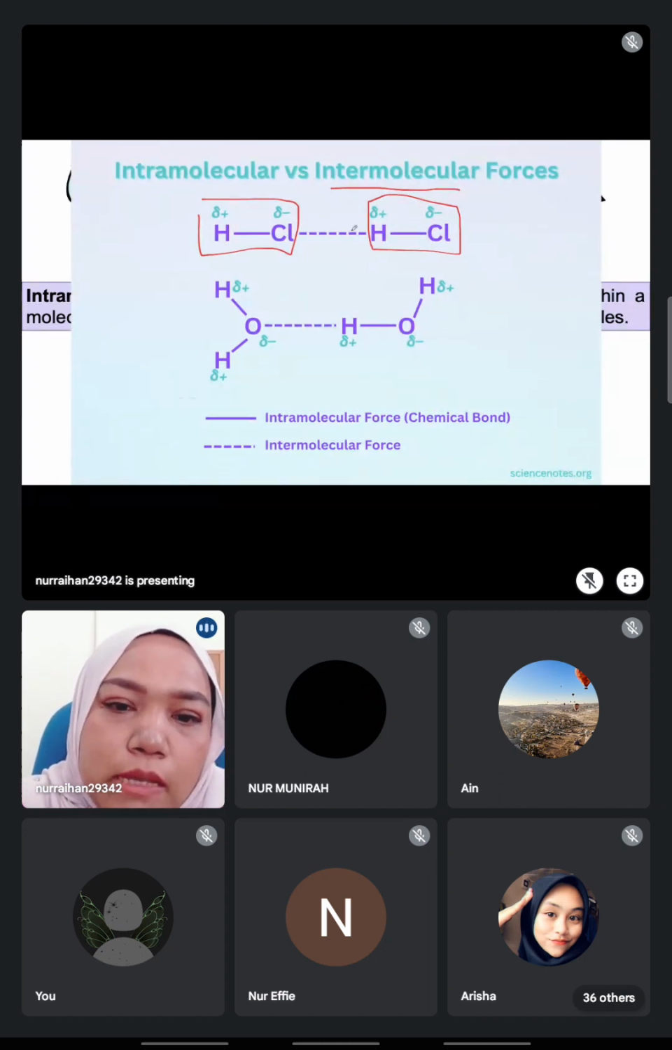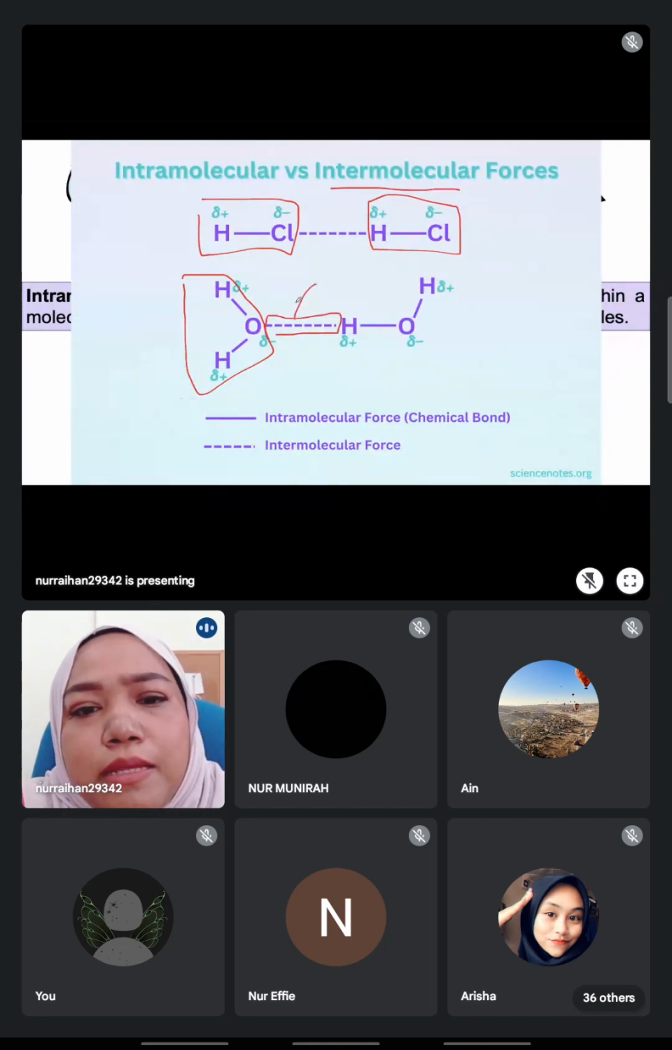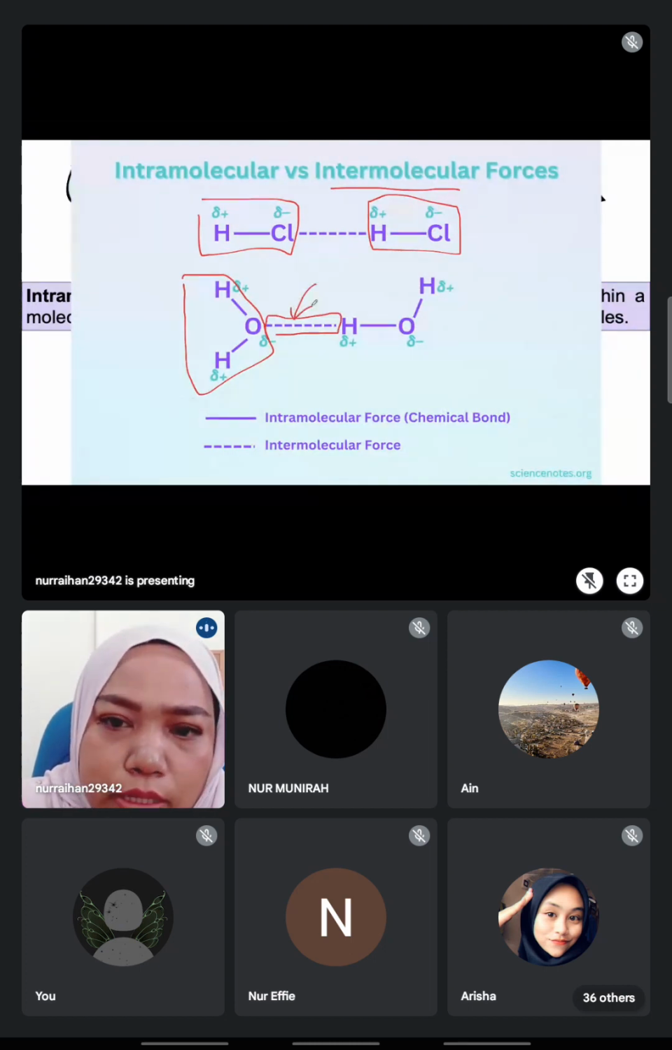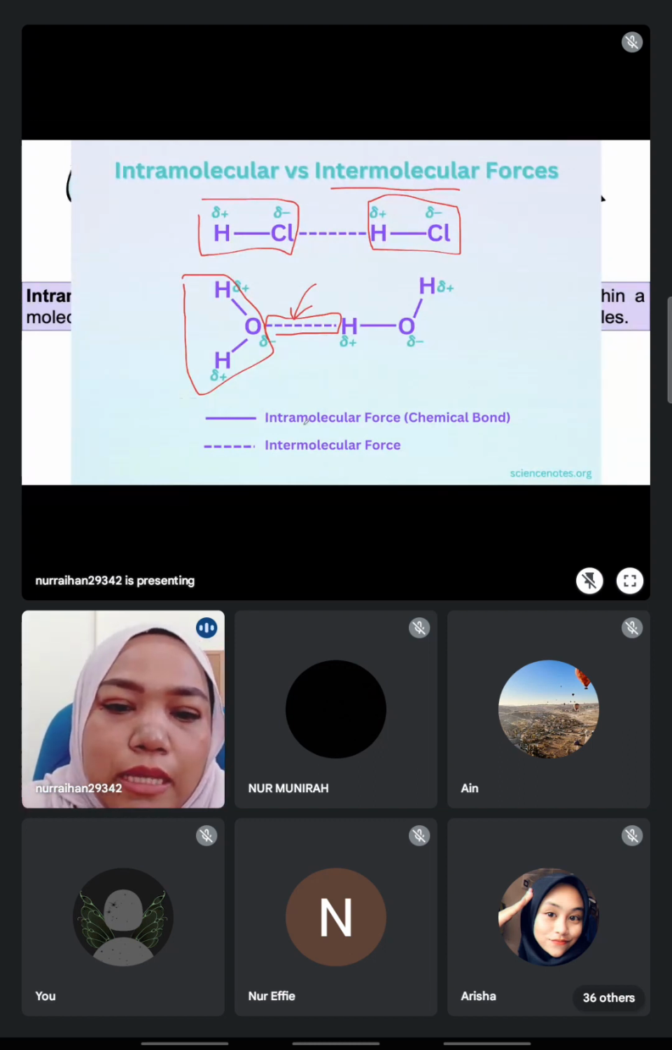Okay, same goes to this element. This one is considered as the intramolecular forces, whether covalent or ionic. This one is more towards the covalent. And these forces, which you see are dashed lines, this one is the secondary forces, whereby this can be the hydrogen bonding. Hydrogen bonding is a secondary force, or it is also called an intermolecular force.